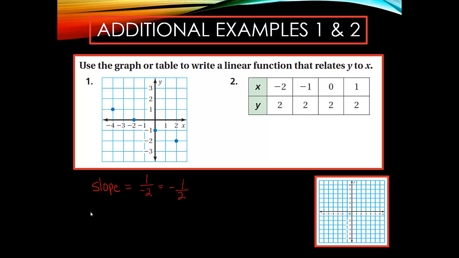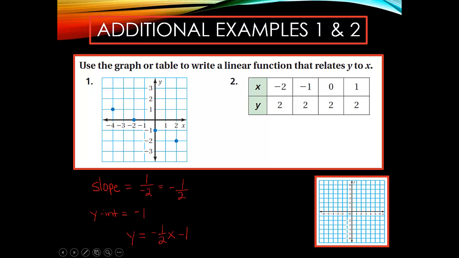And now for our y-intercept, we cross the y-axis at -1, so our y-intercept is -1. So our equation is going to be y equals -1/2 x minus 1.